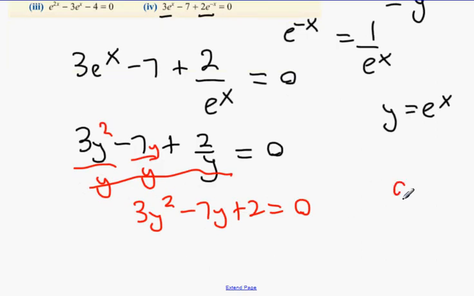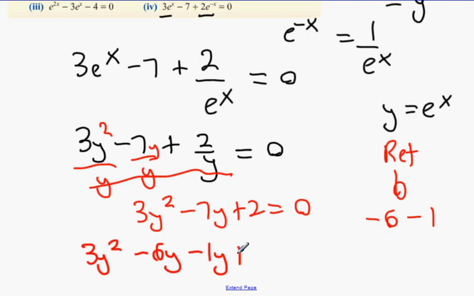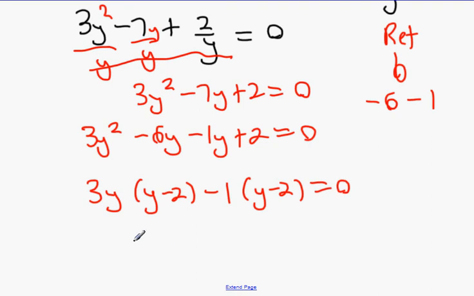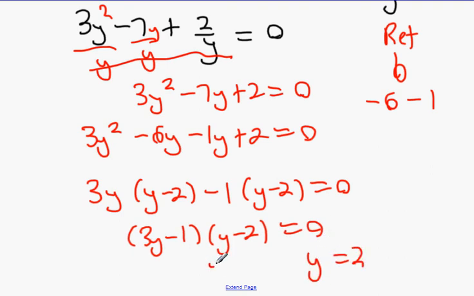What's then going to happen is I'm going to get the reference number of 6. When the reference number is 6, what's a minus 6 minus 1? So I'm going to get 3y squared minus 6y minus 1y plus 2 equals 0. I'm then going to factorize: 3y minus 1 into y minus 2 equals 0. I'm going to get y equals 2 or y equals a third.